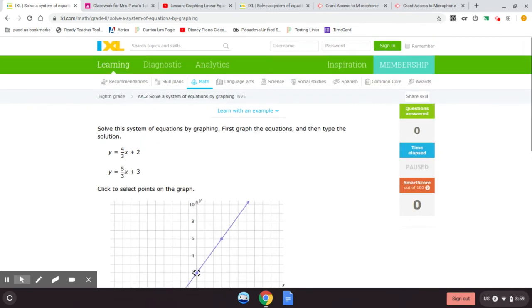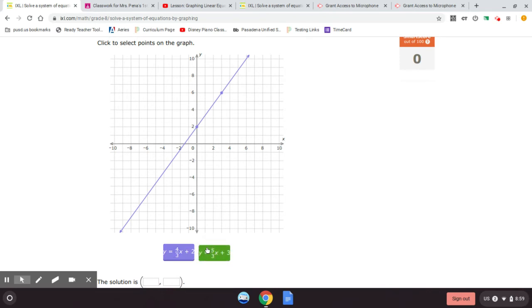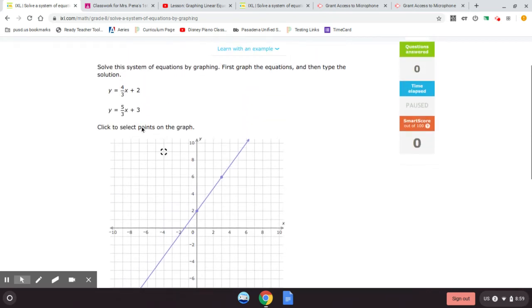Then I need to come down here to get the second line, click on it. Now I see that the y-intercept is a positive 3, and the slope is 5 over 3. So rise is 5, run is 3. So I'm going up 5 and right 3.